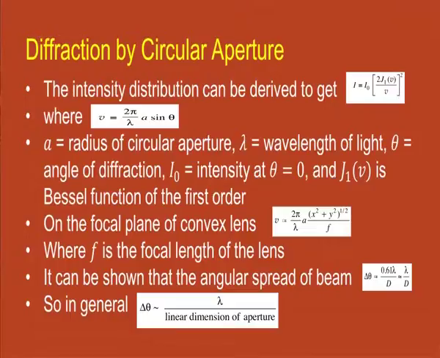It can be shown that the angular spread of the beam is Δθ = 0.61 λ/d, which is nearly λ/d. So, in general, the angular spread Δθ is equal to λ divided by the linear dimension of the aperture.